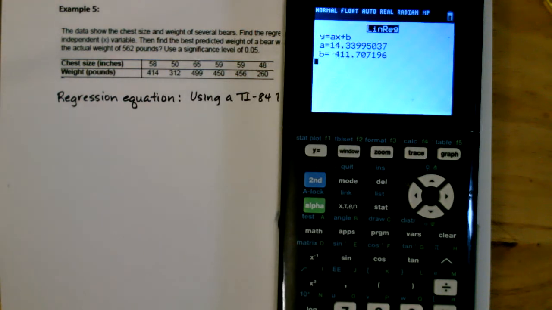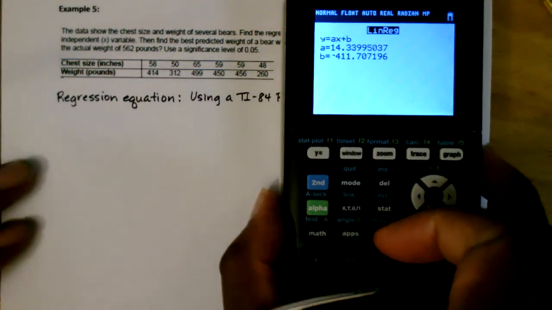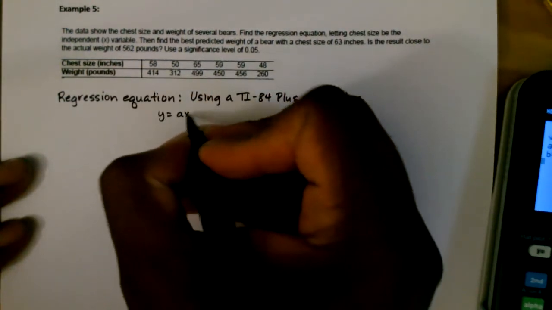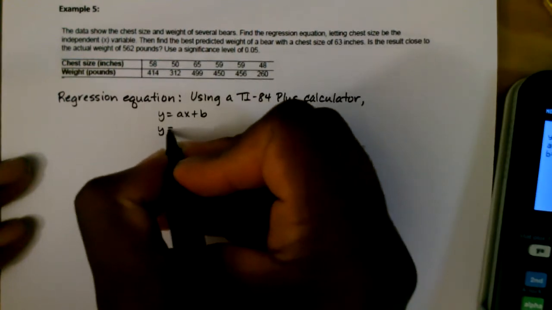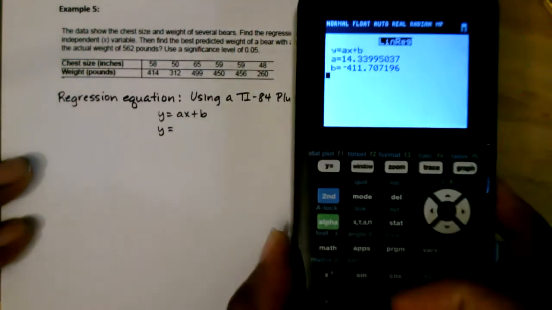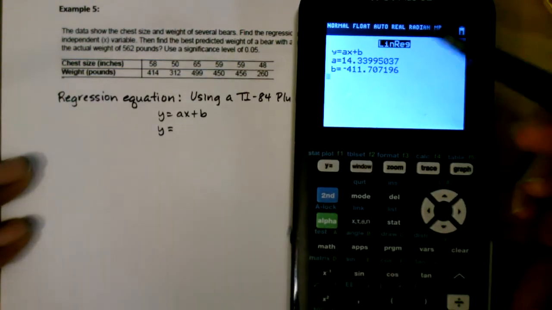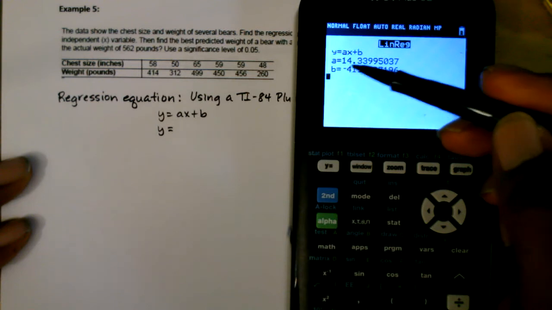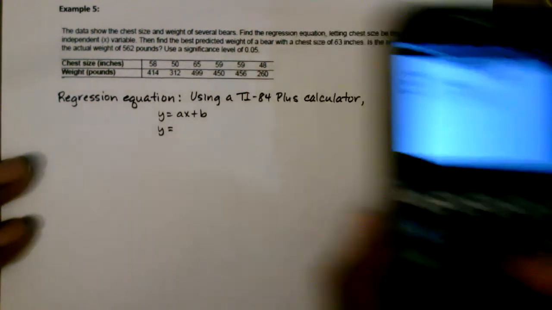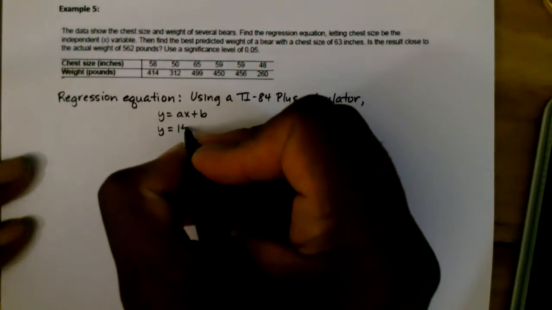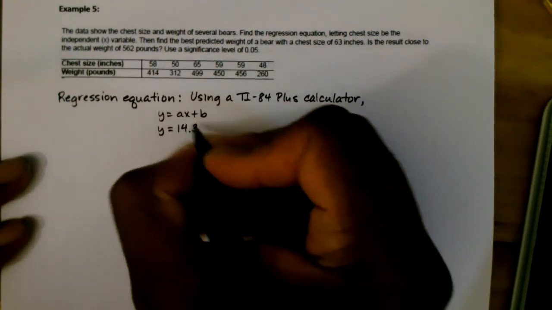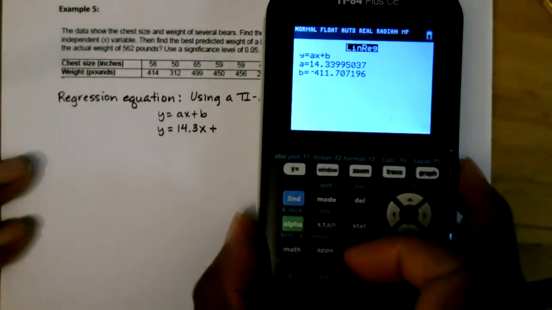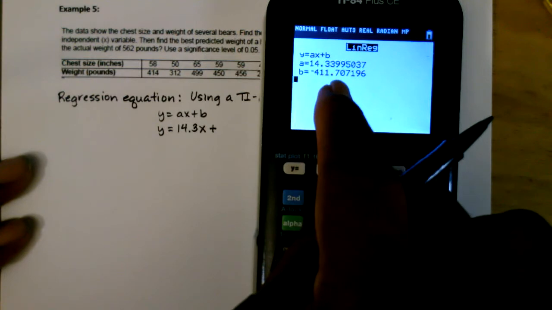Now, it's going to give it to you in the form of Y equal AX plus B. So let me write it out as is, Y equal AX plus B. And then we just substitute the A and the B to 1 decimal place for the Y. For the A, it'll be 14.3 to 1 decimal place. So that'll be 14.3 times X plus B, which is negative 411.7.